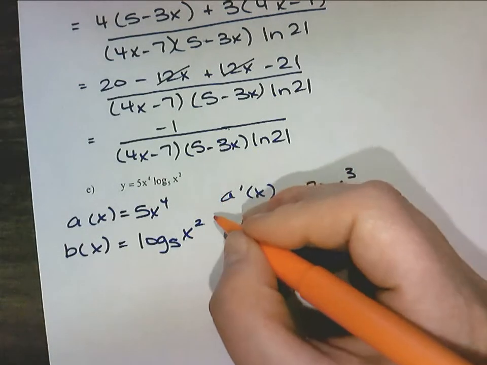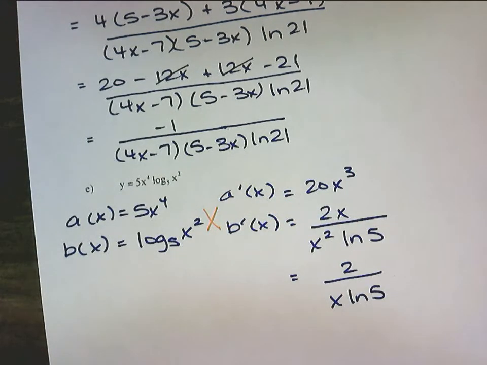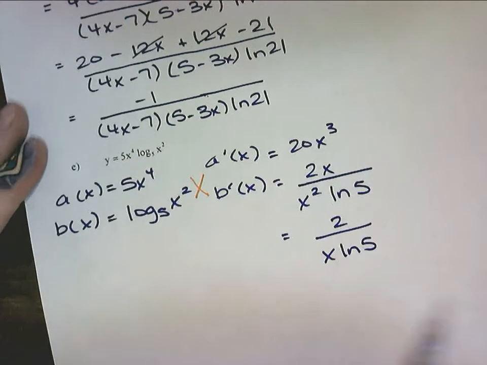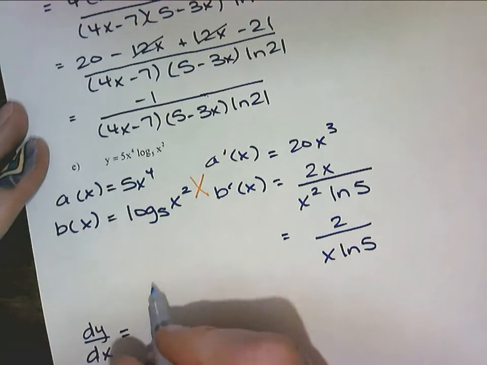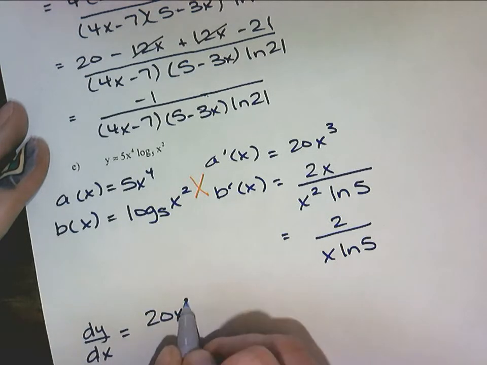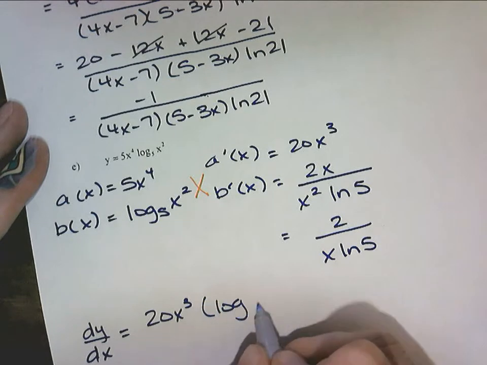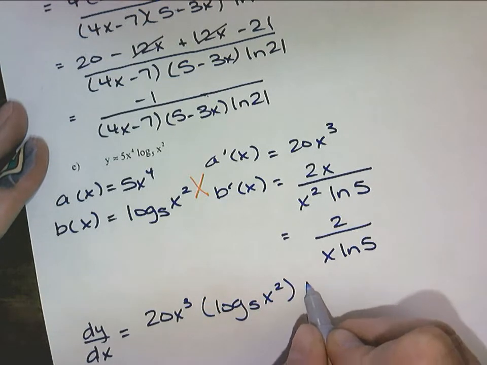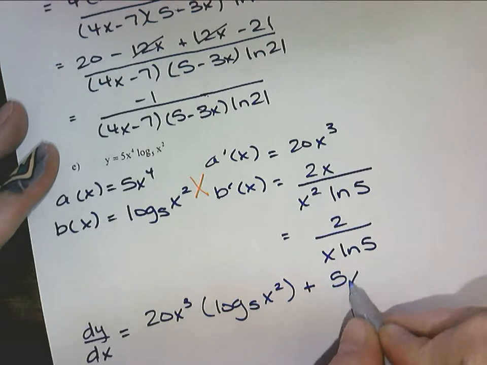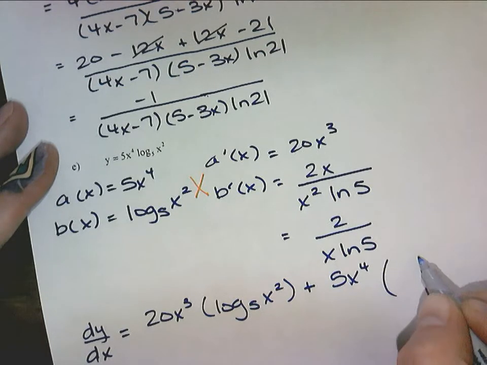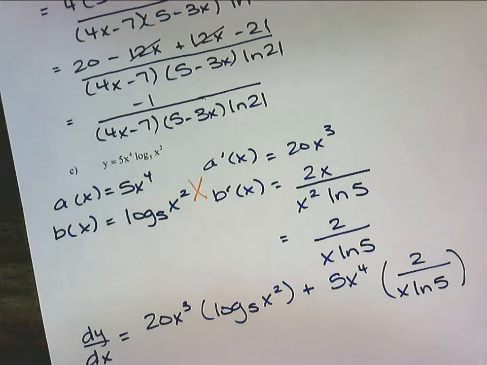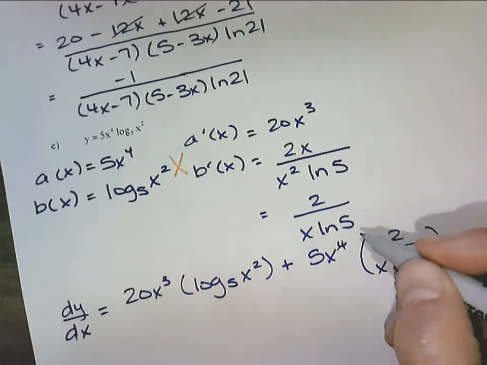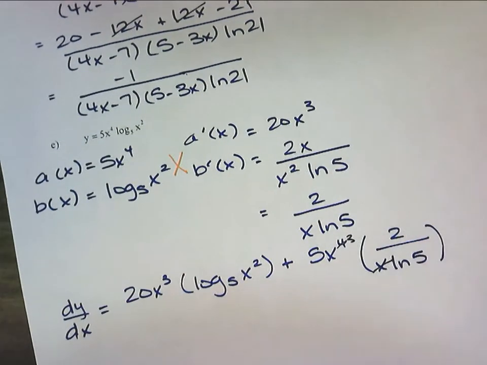So now I'm going to apply the product rule. So I can say that dy by dx is equal to 20x cubed log base 5 x squared. And we're going to add 5x to the 4 times 2 over x ln 5. Well, about the only thing I can reduce is right here. So I can reduce this to a 3, and this is gone.